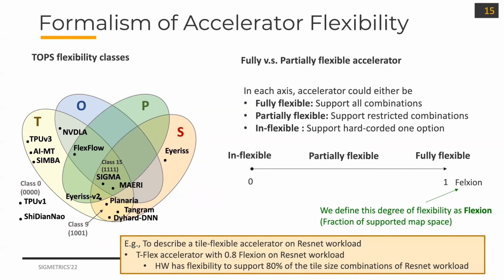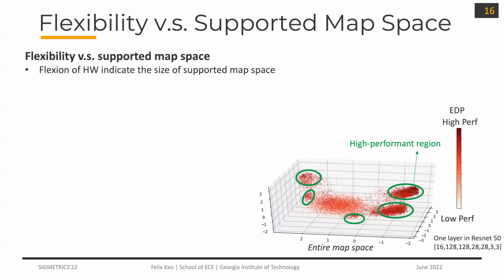For example, to describe a tile flexible accelerator on ResNet workload, we could say like this. It is a T-flex accelerator with 0.8 fraction on ResNet workload. It means hardware has flexibility to support 80% of the tile size combinations of ResNet workload. So formally, fraction is defined as the supported map space over the entire map space.